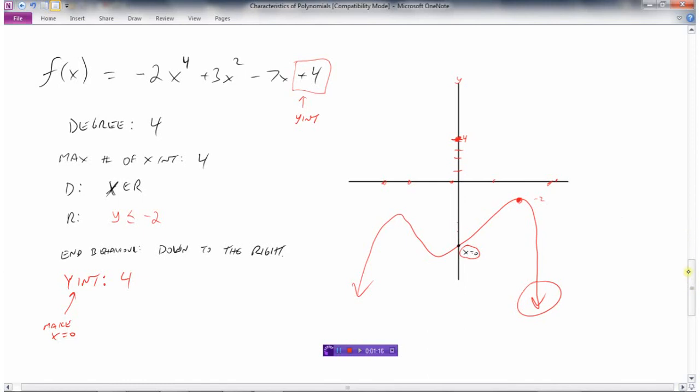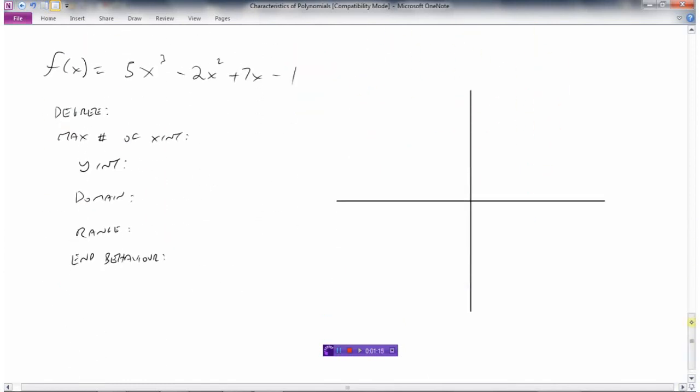Let's look at another example here. Let's see if we can find out all of this information for this function here: 5x cubed minus 2x squared plus 7x minus 1. So we have a polynomial function here. And what is the degree? Well, we'll look for the highest exponent there, which is 3. The maximum number of x-intercepts is always equal to the degree, so there could be at most 3 solutions here. The y-intercept, well, that's just our constant term, because when we put 0 in for x, those all disappear, and we would have f of x equal to -1.